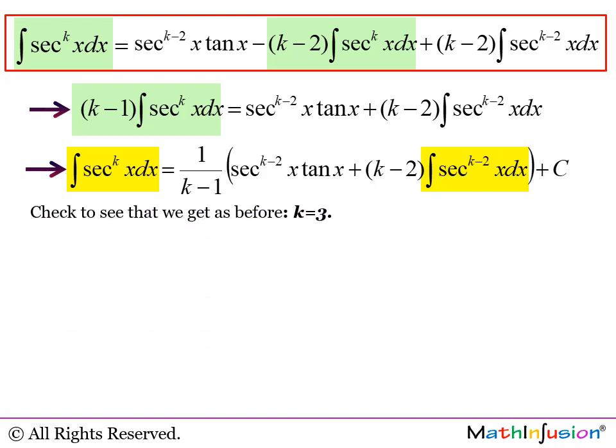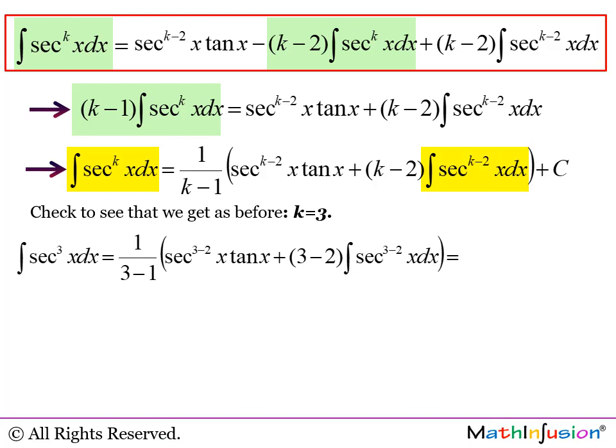Now I want to use that to check that I didn't make any mistake when I use this to find the integral of secant cubed of x. So let's take k equals 3 and see what we get. So k is 3, so 1 over k minus 1 is 1 over 3 minus 1. And then we have secant of 3 minus 2. And the exponent of the second one is 3 minus 2, which is just 1. So we get that.